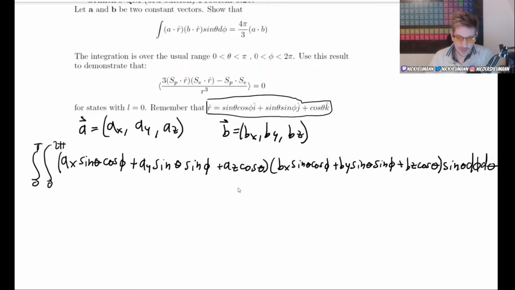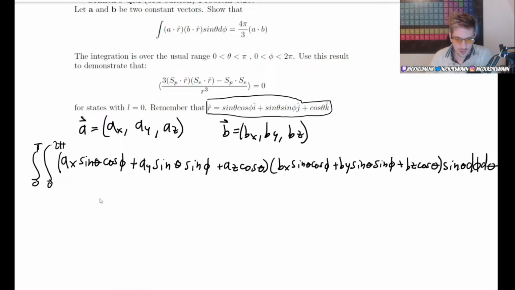Because of course, multiplying each one of these elements through and then seeing how we can integrate is kind of annoying. But what we have to notice here is that we have basically the same two expressions. So ax, bx, all of them are just constants. So the things that we actually integrate are the same. So we have sine theta cosine phi here and sine theta cosine phi, right? And they kind of repeat.